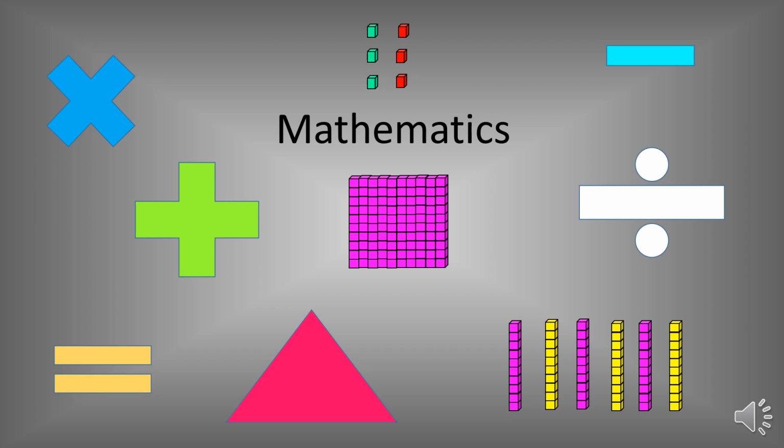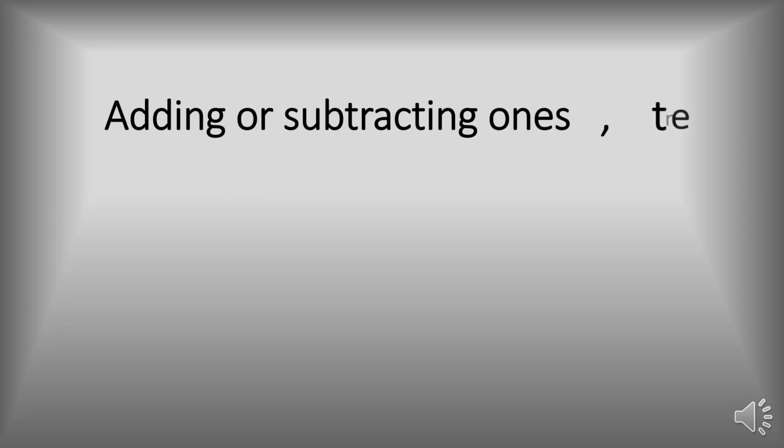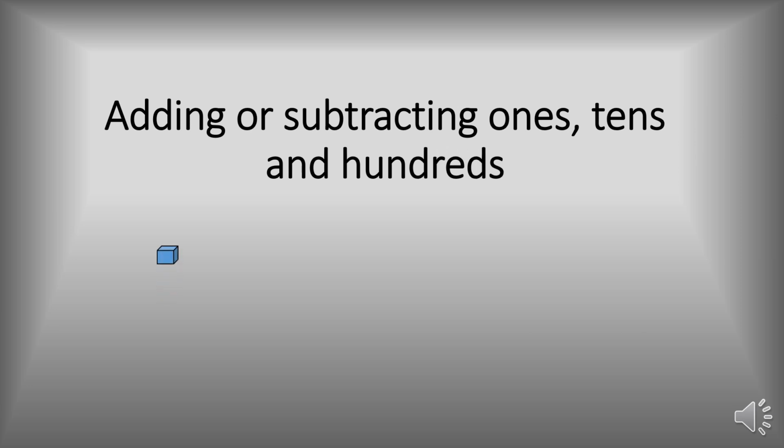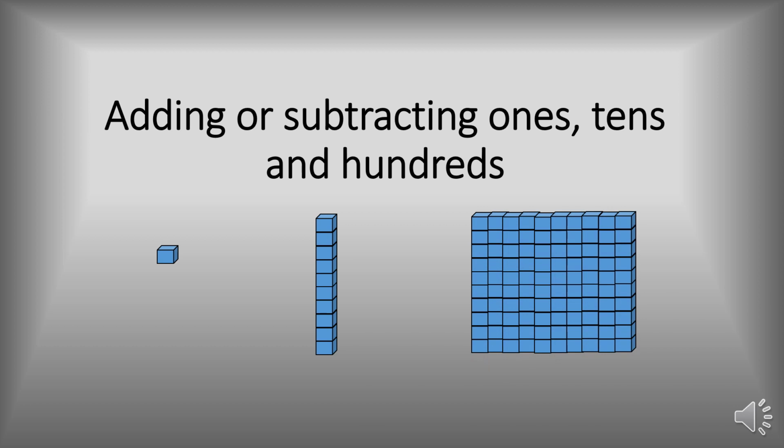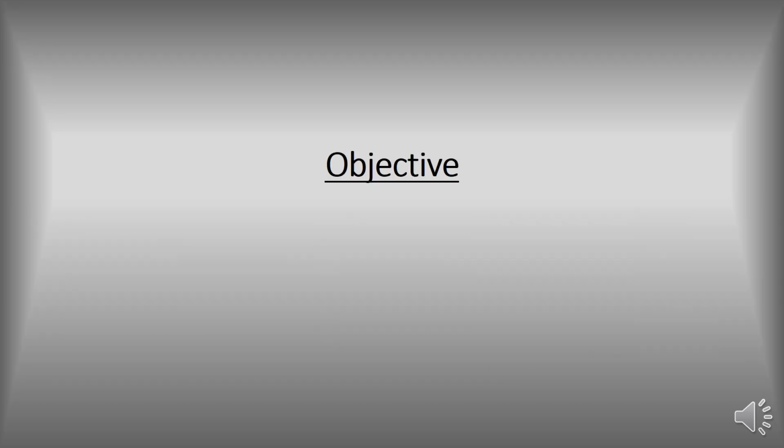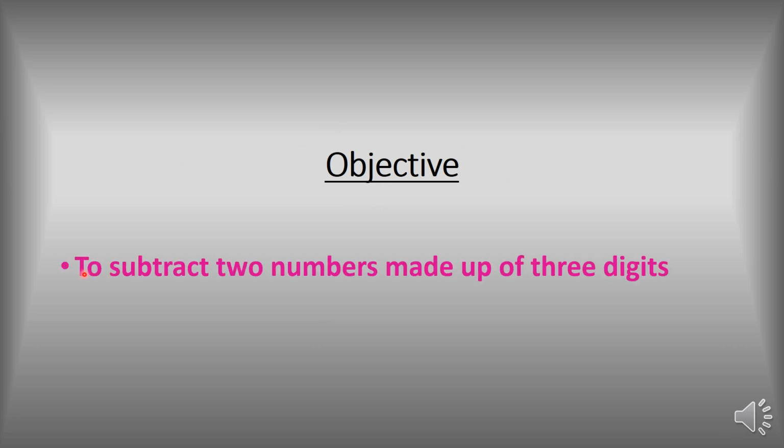I'm going to teach you today the second period of the lesson that we studied before, adding or subtracting ones, tens, and hundreds. Our objective that we are going to complete at the end of this period is to subtract two numbers made up of three digits.